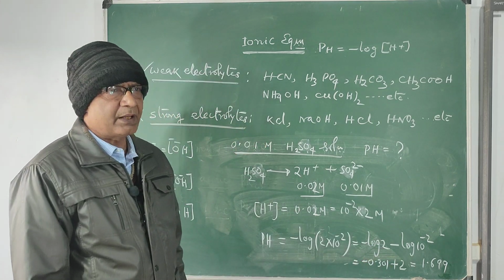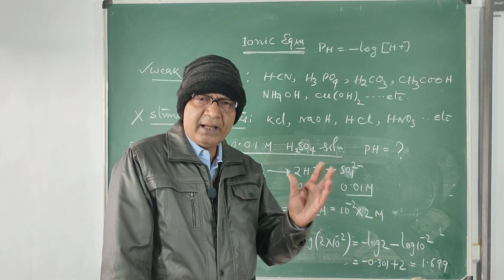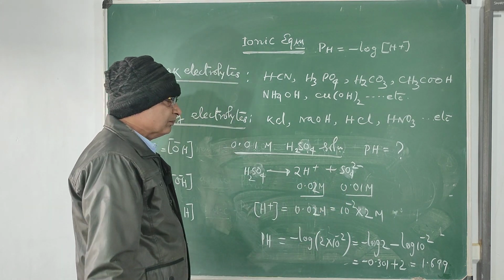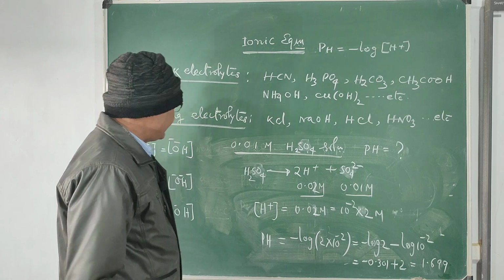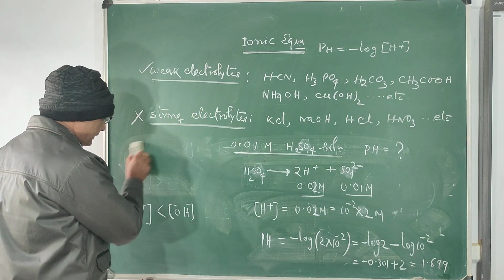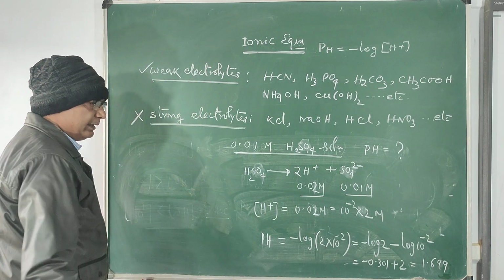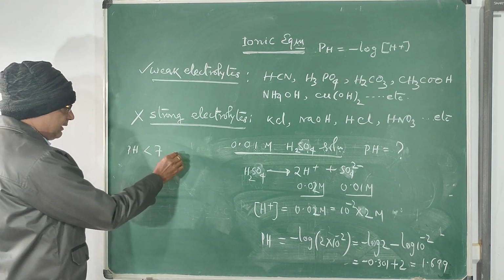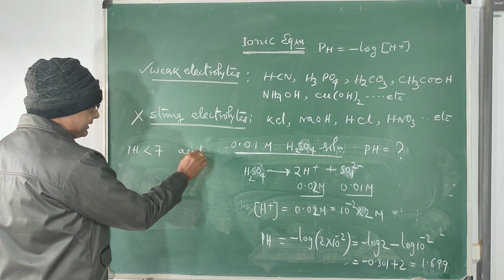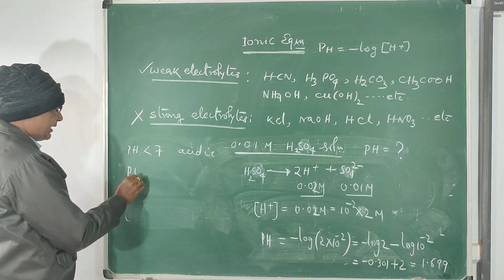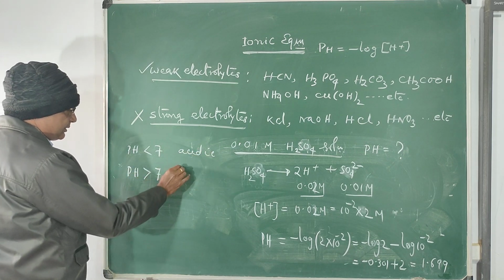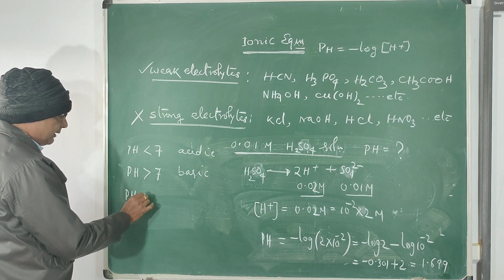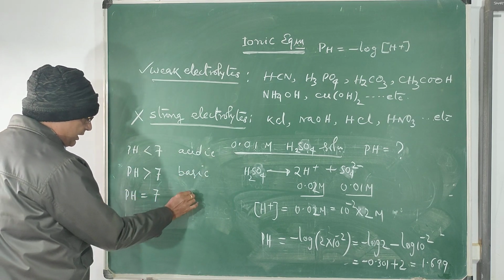So the pH of 0.01 molar H2SO4 solution is 1.699. Sometimes we use very dilute acid. In terms of pH, less than 7, the solution is acidic in nature. pH greater than 7, the solution is basic in nature. pH equals 7, the solution is neutral in nature.